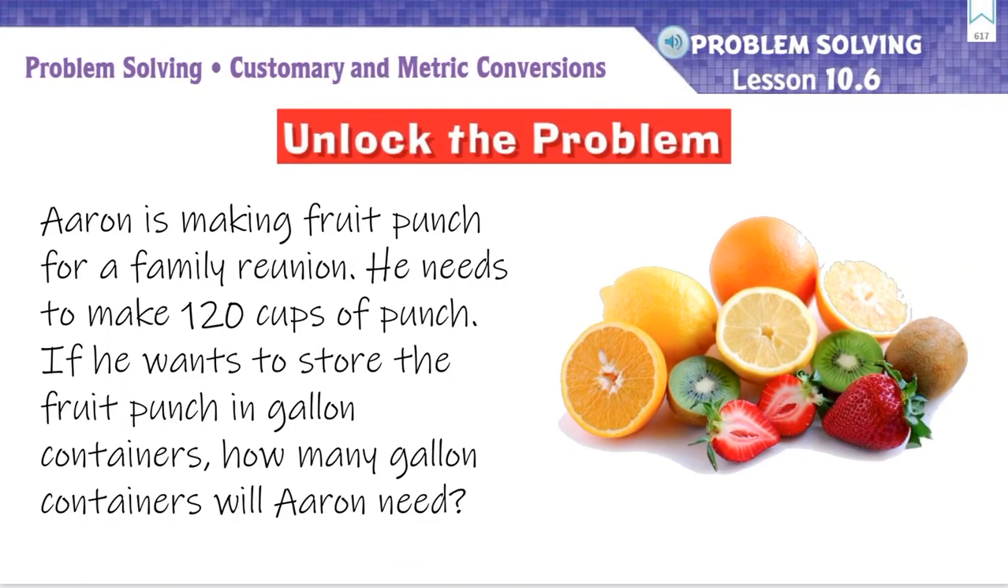Okay. Now we got to the Unlock the Problem. Sorry, I'm kind of going fast. I don't want this to be too long, so I will be kind of going through. Just know that in a video you can kind of go back and forth, whatever would help you the most. So here's our problem. Aaron is making fruit punch for a family reunion. He needs to make 120 cups of punch. If he wants to store the fruit punch in gallon containers, how many gallon containers will Aaron need?